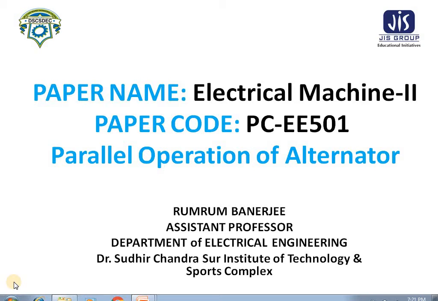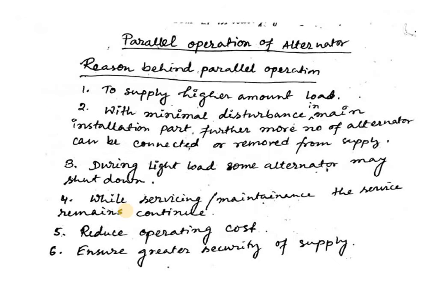So definitely when 2, 3, 4, 5, 6 multiple alternators are working together, they need to maintain some characteristics or some necessary conditions. Those we will discuss here. Now let us start with why we do parallel operation. There are 6 points, and due to those reasons, we are considering parallel operation.